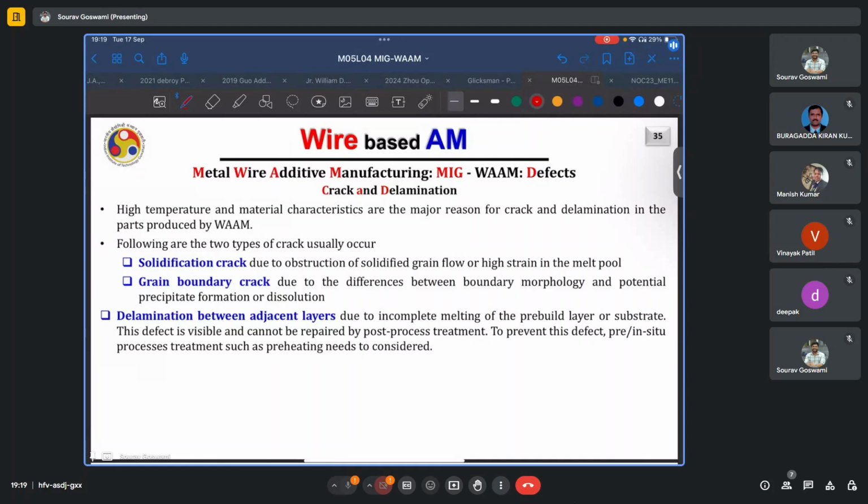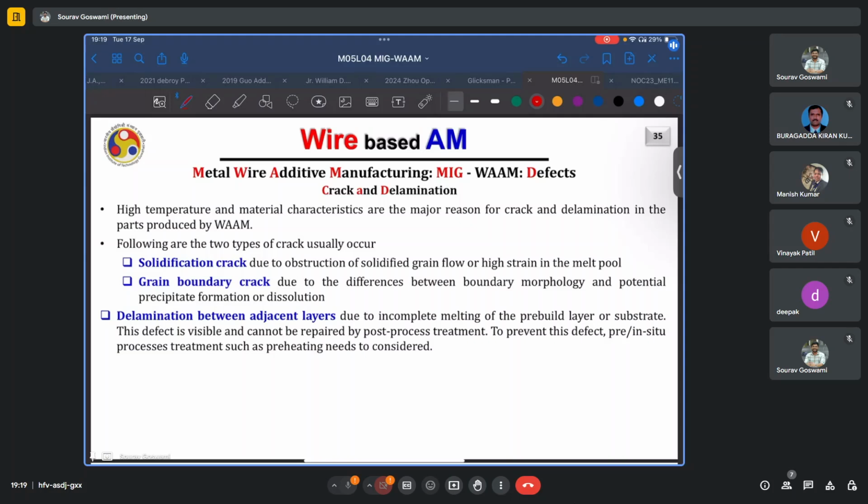Another class of defects are cracks or delamination, also known as hot tearing. High temperature and material characteristics are the major reason for cracks and delamination in WAAM parts. Cracks can be of several different types. Two are listed here, but there can be others. Solidification crack, due to obstruction of solidified grain flow or high strain in the melt pool. Grain boundary crack, due to differences between boundary morphology and potential precipitate formation or dissolution. There can also be liquefaction cracking, ductility dip cracking, or even several other mechanisms.